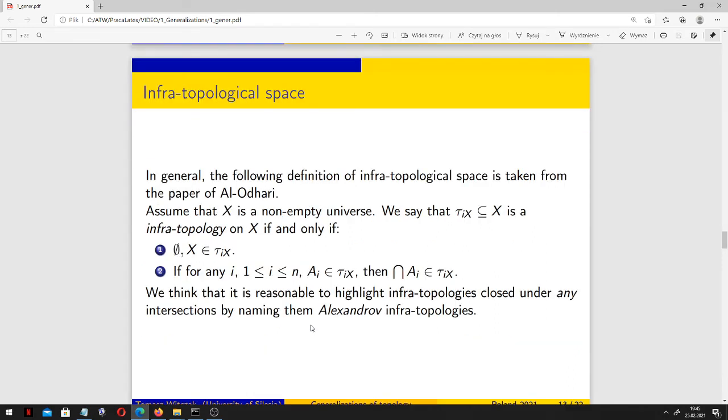Infra-topological space. In general, the following definition of infra-topological space is taken from the paper of Al-Othari. Assume that X is a non-empty universe. We say that tau contained in the power set of X is an infra-topology on X if and only if the empty set and the whole universe are in our family, and we have closure under finite intersections, maybe not under arbitrary or even finite unions, but under finite intersections. We think that it's reasonable to highlight those infra-topologies which are closed under any intersections by naming them Alexandrov infra-topologies.